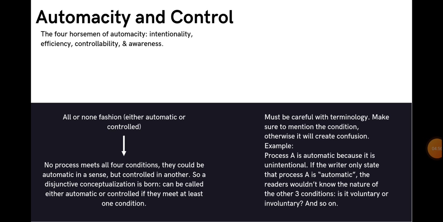So in the early era of dual process theories, automaticity versus control was an all or none fashion. So a process can be either automatic or controlled. Basically, a process can be characterized either by the four features of automaticity or by the four features of controlled fashion. But it turns out that no process whatsoever meets all four conditions. So they could be automatic in one sense, but also controlled in another.